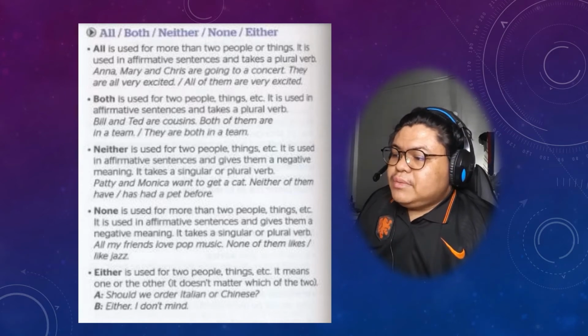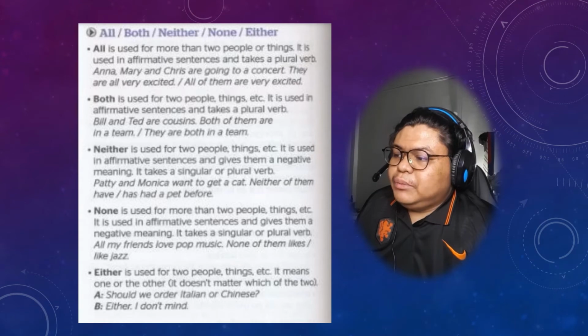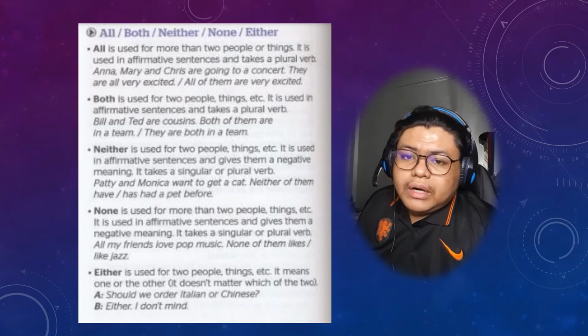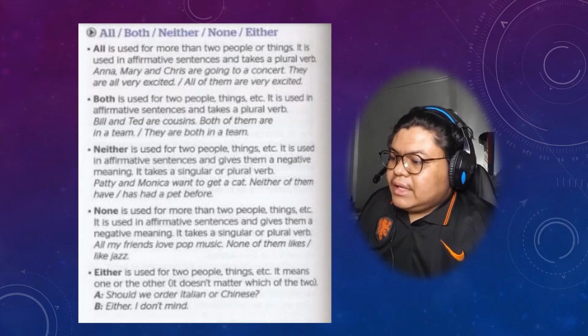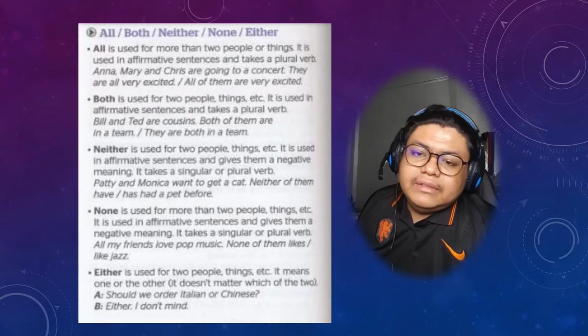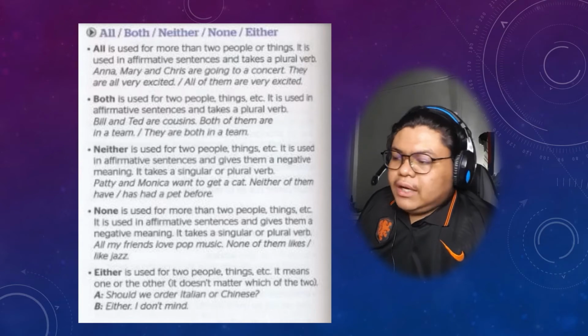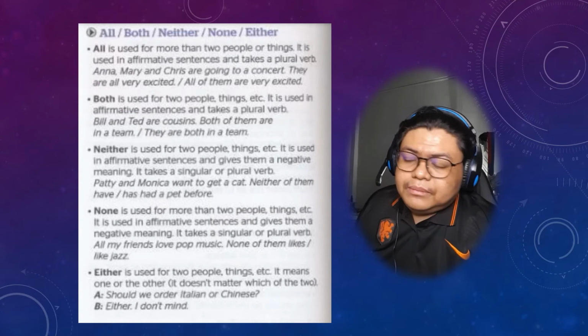Next one is none. Kalau tadi neither, ini none kita boleh gunakan dalam situasi yang lebih dari dua orang. It's used for more than two people, things, and other things as well. It is used in affirmative sentences and gives them a negative meaning. Sama juga macam neither, cuma none ni lebih dari dua orang. It takes a singular or plural verb, sama macam neither tadi.